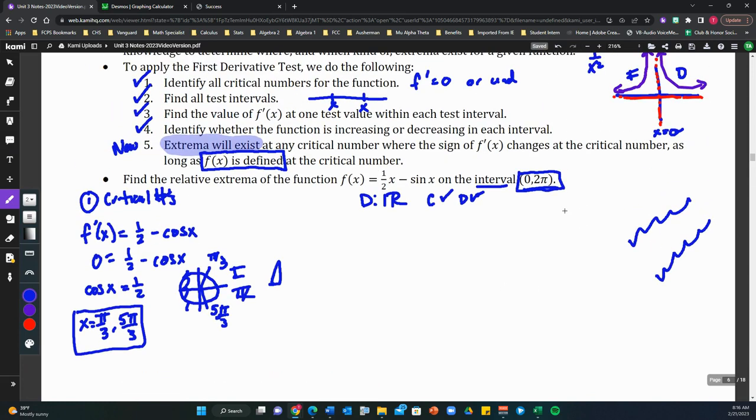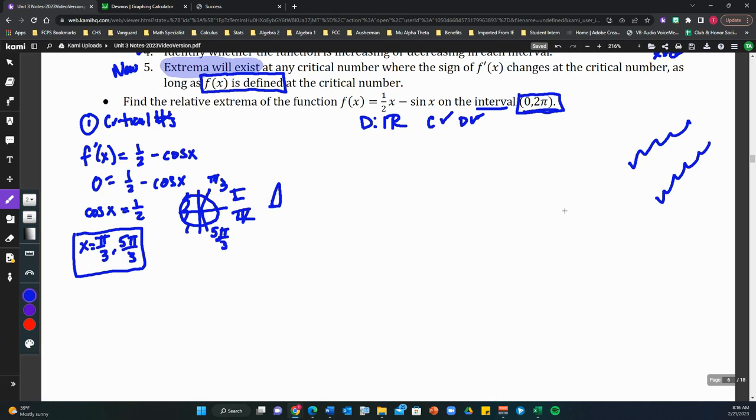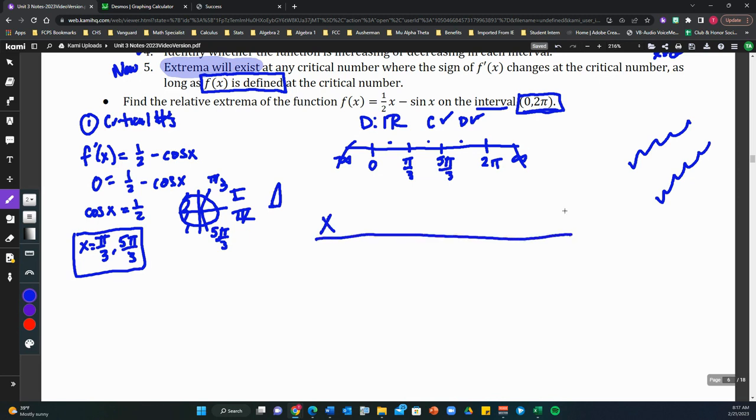Step 2, now we're going to find all of our test intervals. Again, the domain had been all reals, so negative infinity to infinity. But in this case, they are restricting us to 0 to 2 pi. So instead of using the entire function's domain, we're actually going to start at 0, end at 2 pi. So that does restrict us a little bit. So that means our chart's going to look slightly different when we set this up. But then in between those two, we still have pi over 3 and 5 pi over 3. So we have two critical numbers, so we still have 3 test intervals, okay? So step 2 is done.